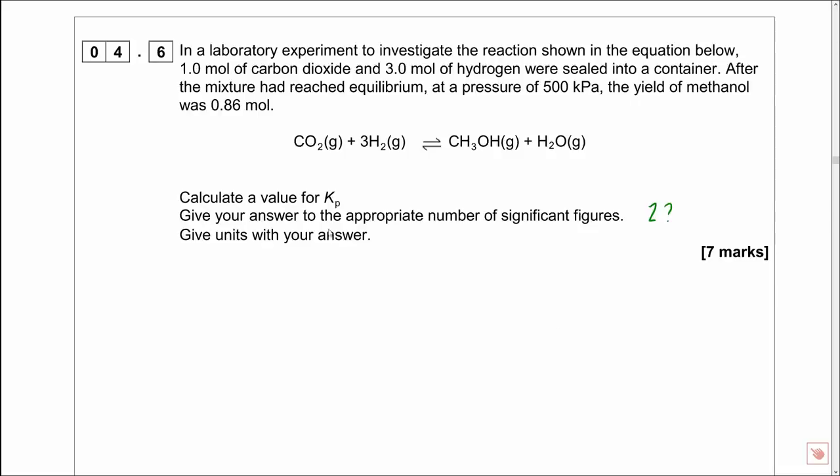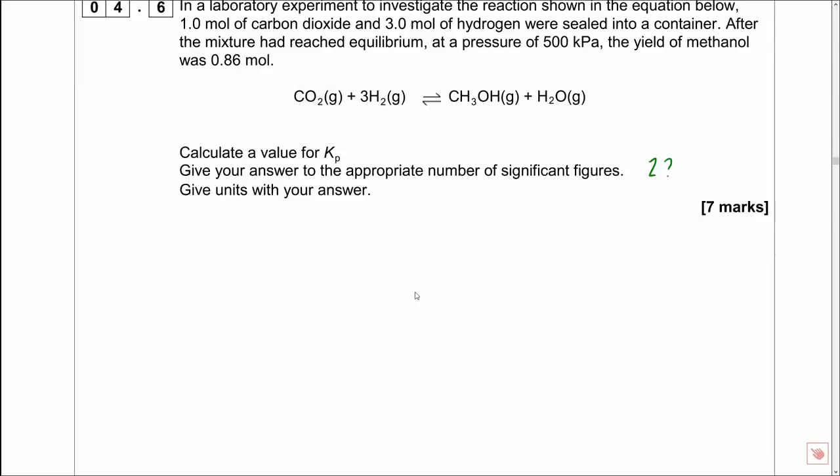Calculate a value for Kp. So we're given a pressure and we're given molar values. Okay, so we're going to have to work out our molar values at equilibrium. Now, I'll stick with the order of this here. I like to work on this sort of like T0 and T1. T0 being time before reaction has taken place.